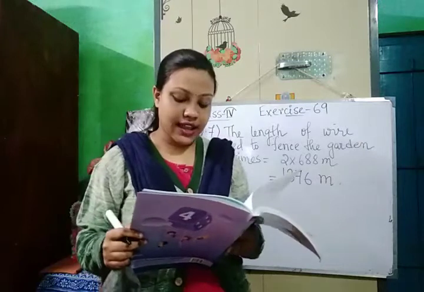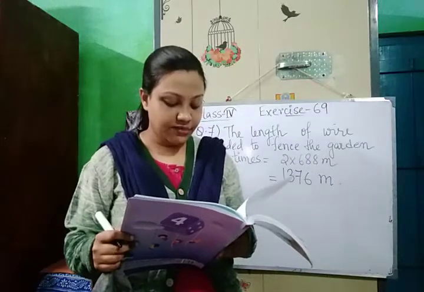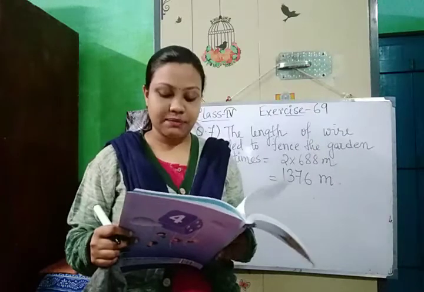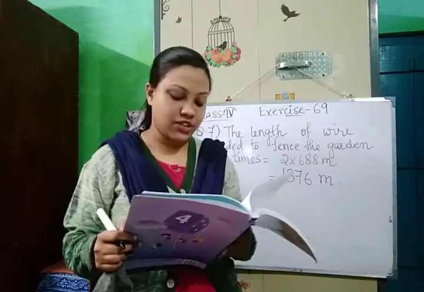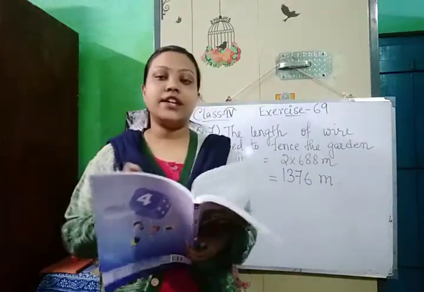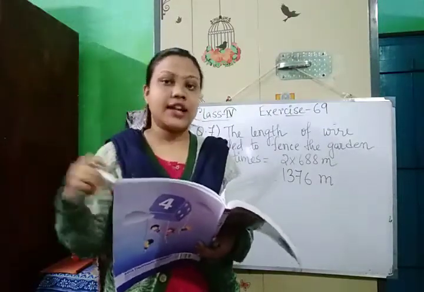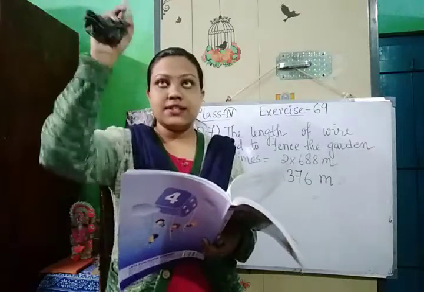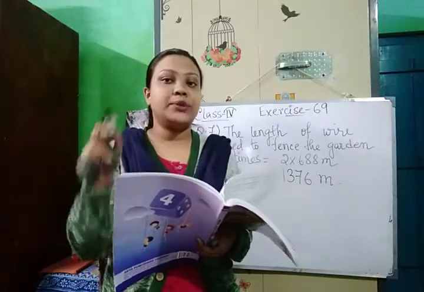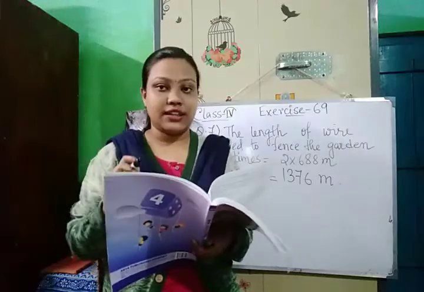Rekha runs along the sides of a triangular garden whose sides are 35 meter, 25 meter and 20 meter. If she covers 50 centimeter in one step, then how many steps will she take to run once round the garden? Okay, so listen very carefully. There is a triangular garden and Rekha is running around the garden. This way she is running. She is just covering the outer boundary of the garden. So that means she is covering the perimeter of the triangle.